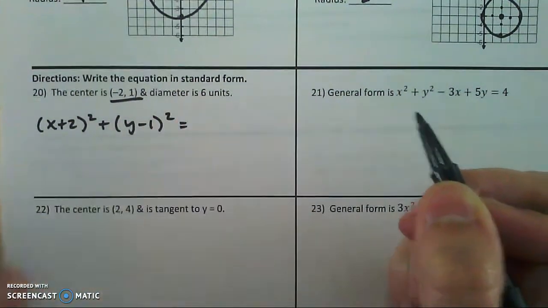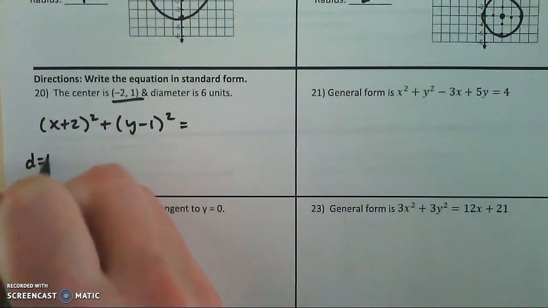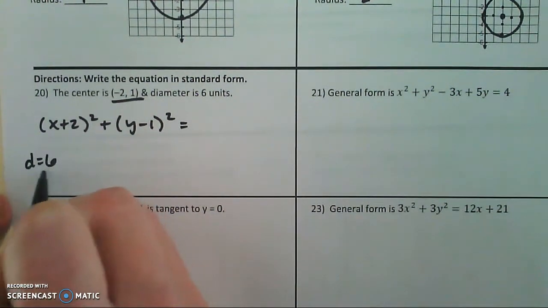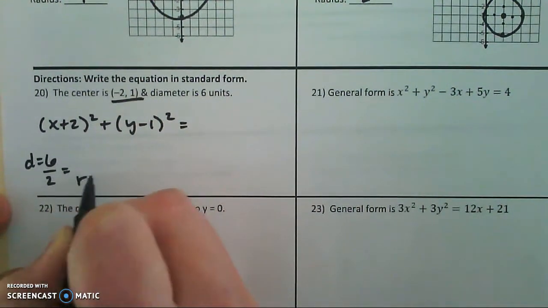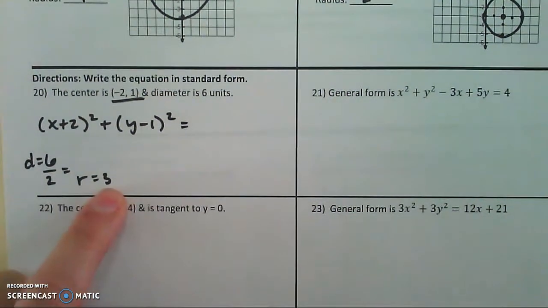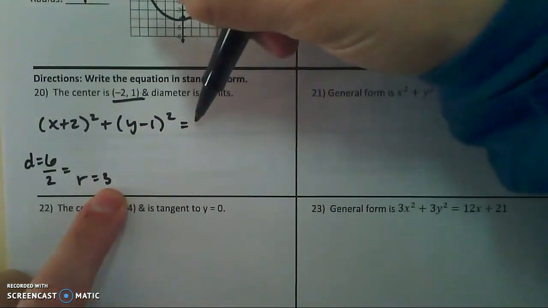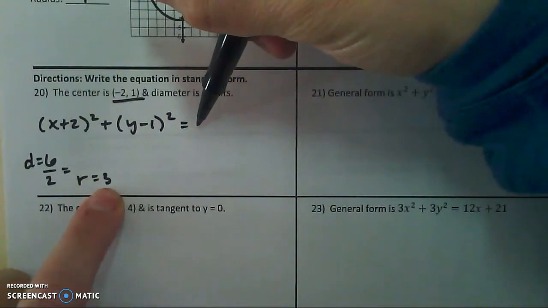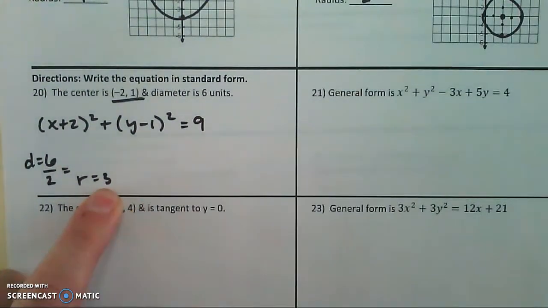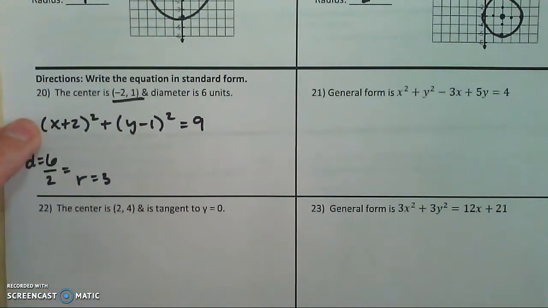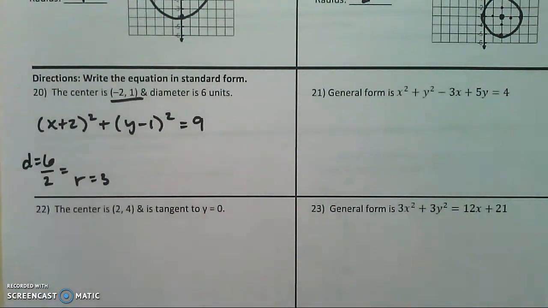Well, the diameter is 6, so if the diameter is equal to 6, then you're going to divide 6 by 2 to give you a radius of 3. And then when we write the radius squared in here, we're going to put 3 squared, which is the equivalent to 9. So this would be your standard form of number 20.